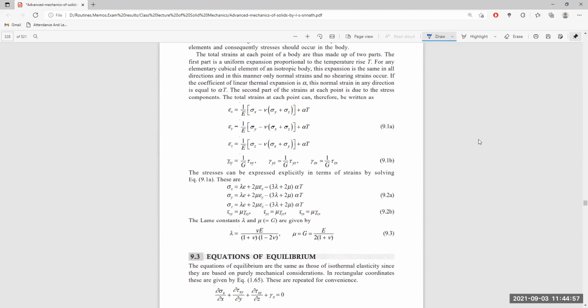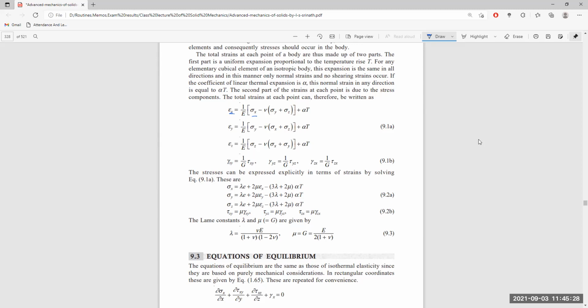Relation between the strain and stresses in all three directions, shear stress as well as shear strain, they can solve the equation of sigma x by using these Lame's constants, lambda and mu, and the same is the case with tau xy, tau yz, sigma x, sigma y, sigma z, and tau xyz, etc.